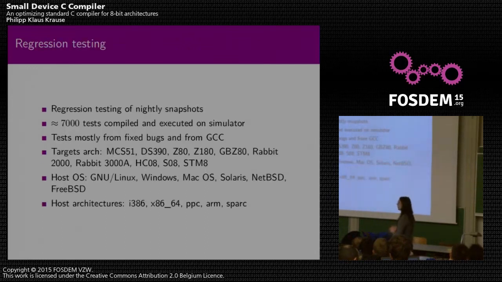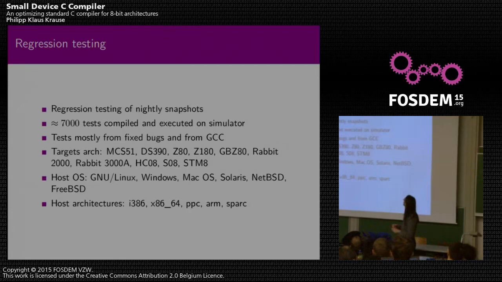We also do regression testing to ensure that we have a good quality compiler and we don't have too many bugs. Every night, a snapshot from the Subversion is compiled for various host architectures. We compile about 7,000 regression tests and execute them on simulators. The tests come from different sources. Some of them have been written by the people implementing some feature, but most of them are regression tests for bugs that used to be there or that we took from GCC, which kind of helps reassure users a bit.